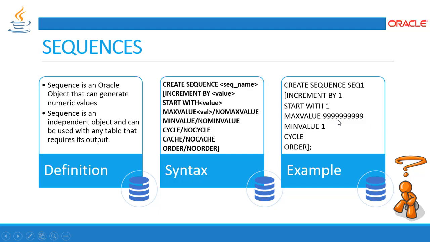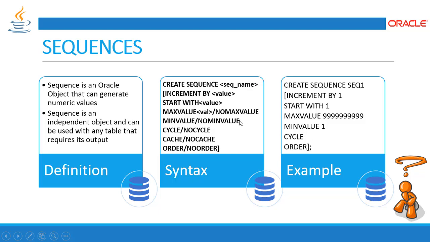This is the syntax: create sequence, sequence name, increment by some value, start with some value, max value, no max value, minimum value, no minimum value, cycle, no cycle, cache, no cache, order, no order. We'll learn about these keywords in detail later. But just to take a look at the syntax, this is how we create a sequence. Here is an example of how you can write it: a sequence name, increment by 1, start with 1, max value, some limit, minimum value, some limit, cycle, order, cache, something like that.